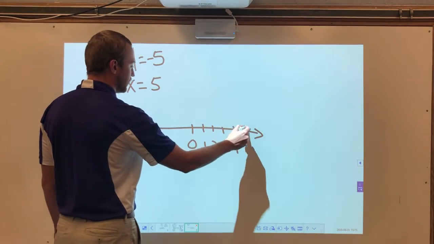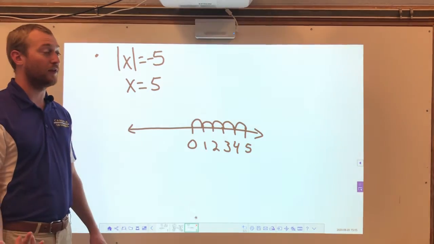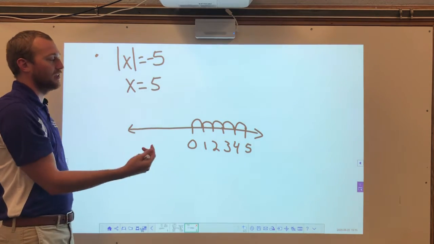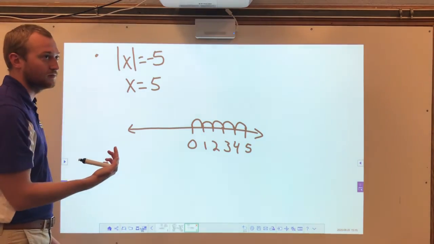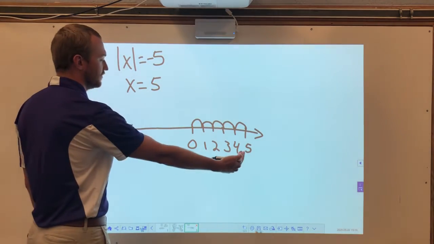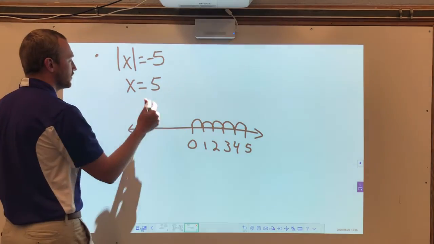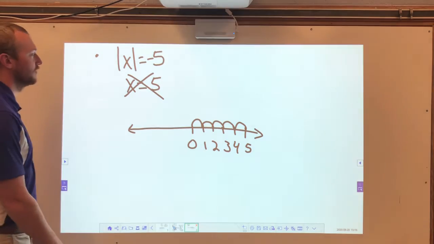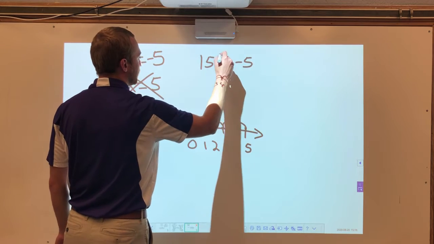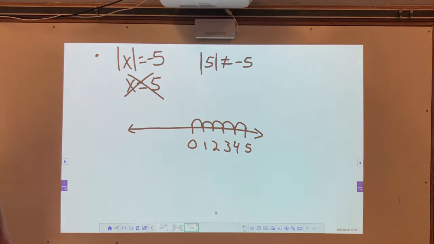5 is 1, 2, 3, 4, 5 numbers away from 0. And it's really important that I'm saying positive 5, and not negative 5, even though yes, we did move in the left direction. Distance is non-negative. So we just moved 5 spaces to the left. We didn't move negative 5 spaces to the left. So this is not correct. The absolute value of 5 does not equal negative 5.